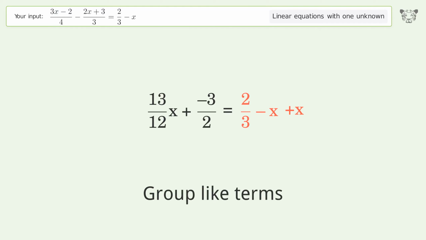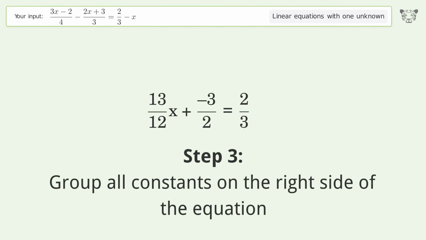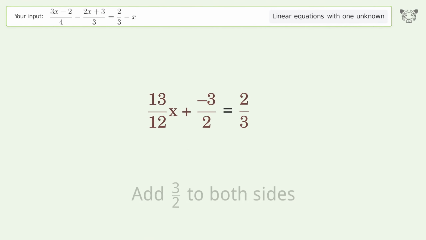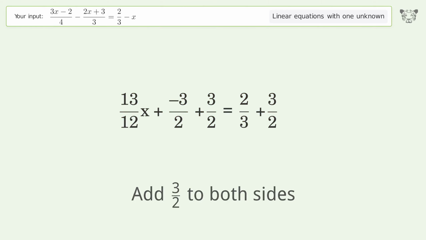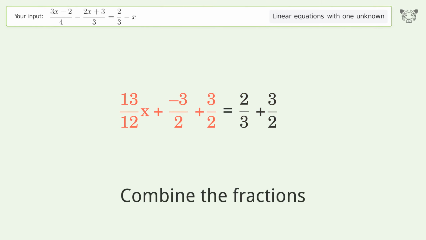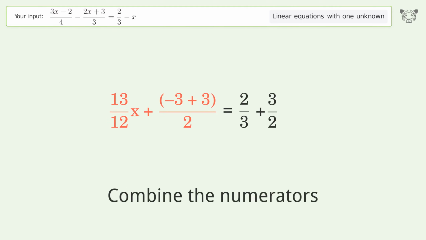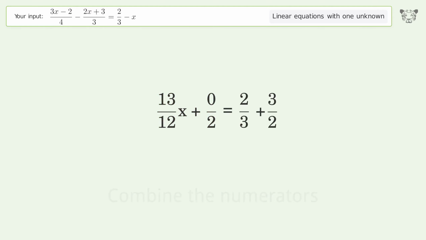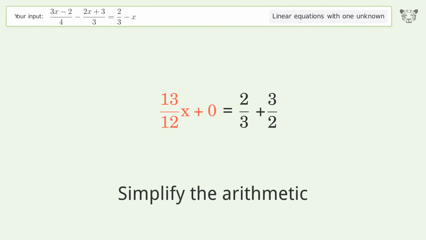Group like terms. Simplify the arithmetic. Group all constants on the right side of the equation. Add 3/2 to both sides. Combine the fractions. Combine the numerators. Reduce the zero numerator. Simplify the arithmetic.